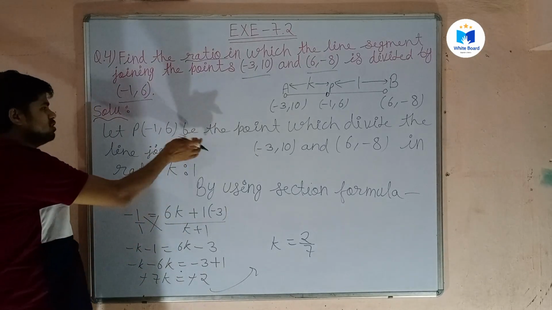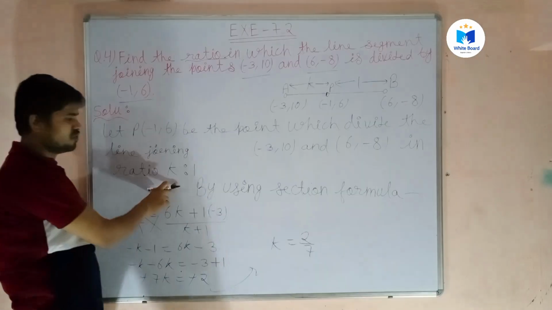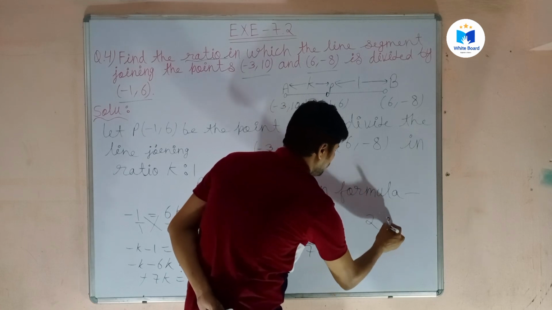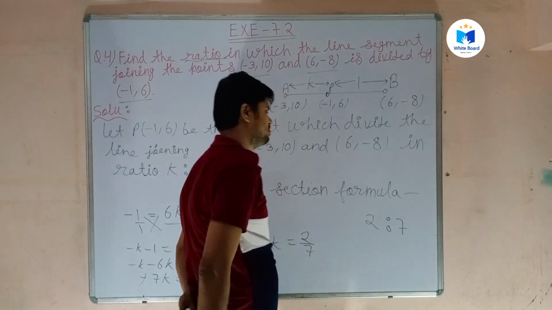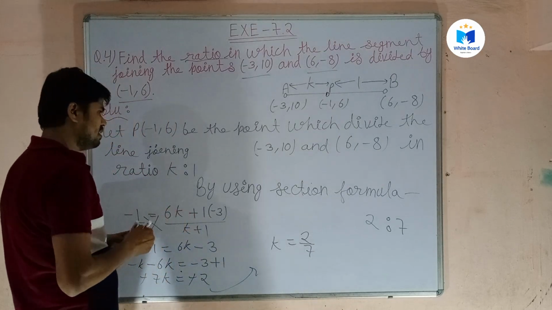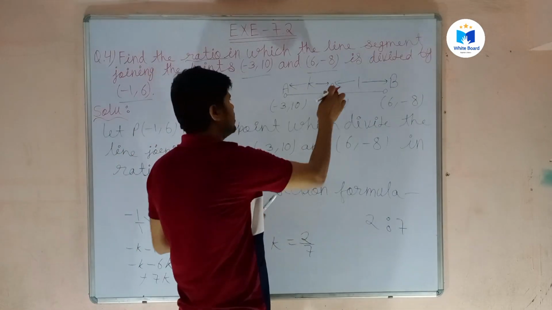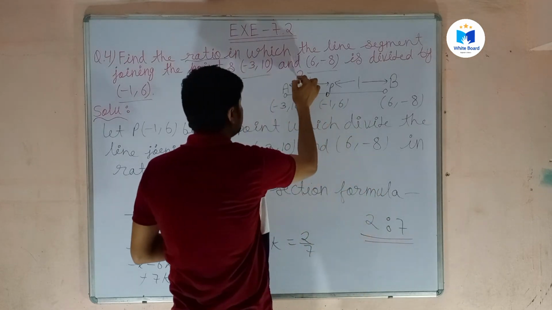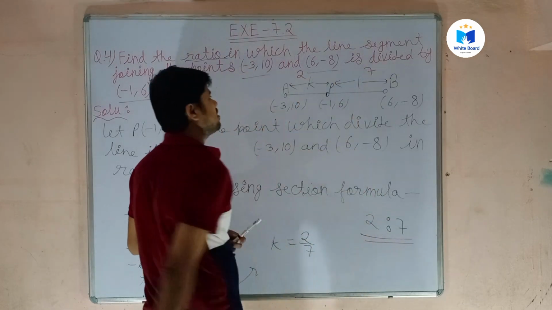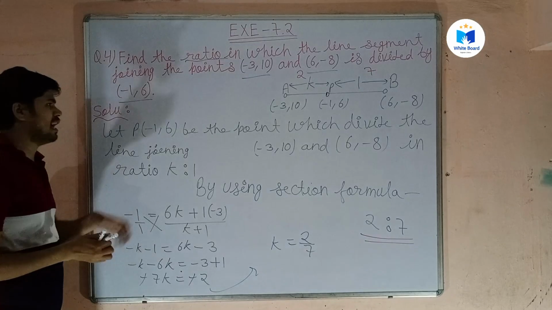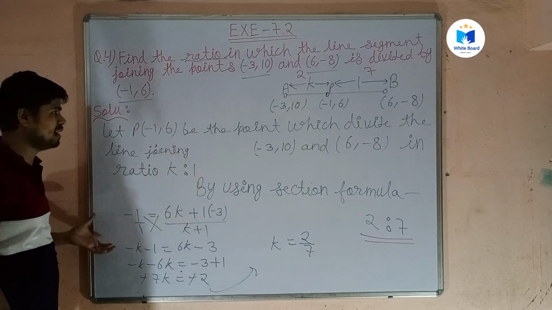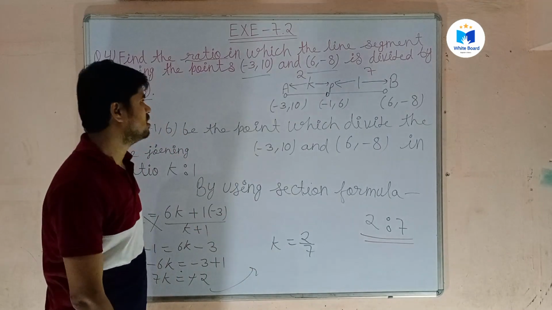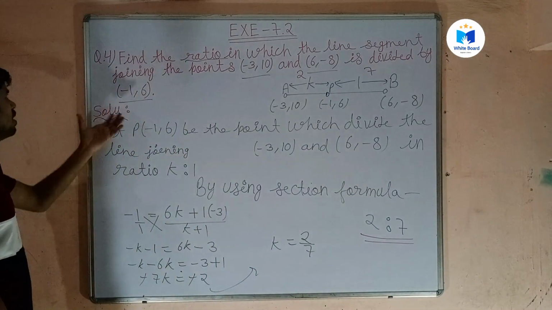Initially we assumed it divides the line in the ratio K:1. It means the line is divided in the ratio 2:7. So point P divides this whole line in the ratio 2:7. This is 2 and this is 7. In this way, with the help of the section formula, we find the ratio of the point which divides the line joining two points. This is all about question number 4.